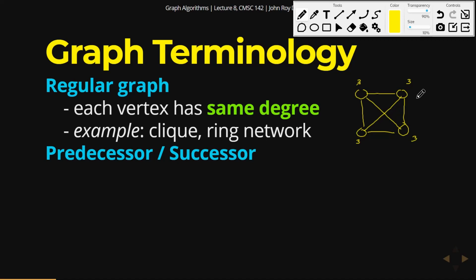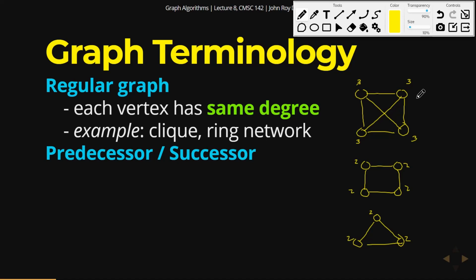And then the ring network would look something like this if there were 4 vertices. This one has degree of 2, 2, 2, and 2. Now, for just 3 vertices, this would also be a clique and a ring network. It's a clique because it's connected to all the other vertices, and it's also a ring network because it has n vertices and n edges. So this one has degree 2, 2, and 2. So this is also a regular graph.